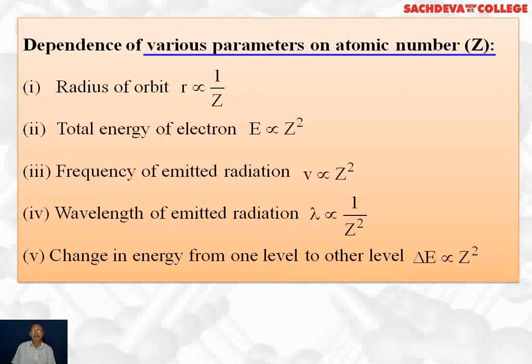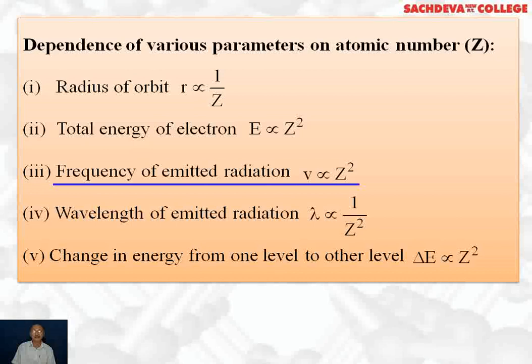Dependence of various parameters on atomic number Z. Radius of orbit r is inversely proportional to Z. Total energy of electron is directly proportional to Z square. Frequency of emitted radiation is directly proportional to Z square. Wavelength of emitted radiation lambda is inversely proportional to Z square. And change in energy from one level to another, delta E, is proportional to Z square.